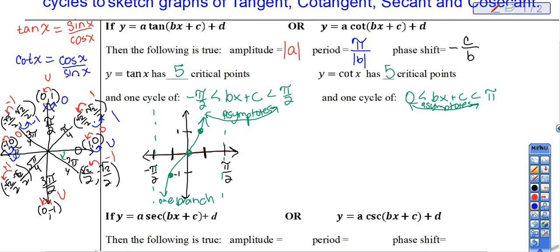Negative 1 divided by 0 is undefined. Positive 1, 0, negative 1, undefined. So you can see from 0 to pi, you'll go through the full cycle of cotangent from undefined, from asymptote to 1 to 0 to negative 1 back to asymptote. There's one full figure there.